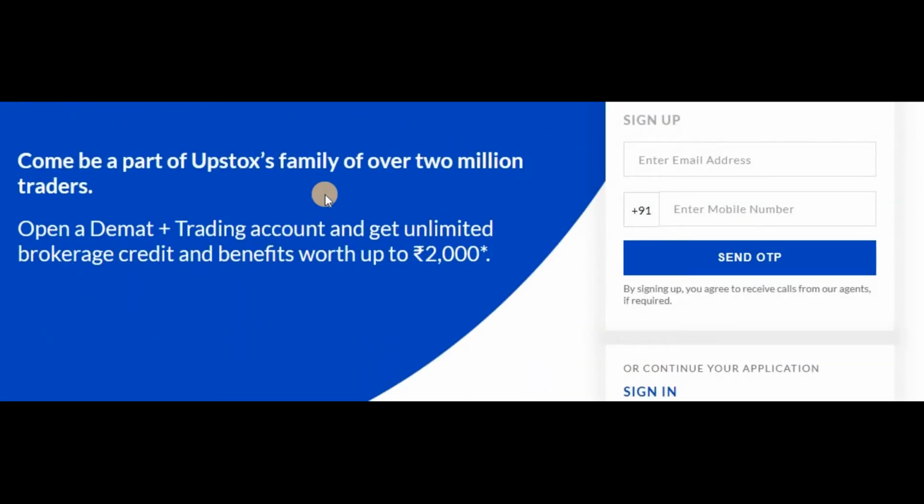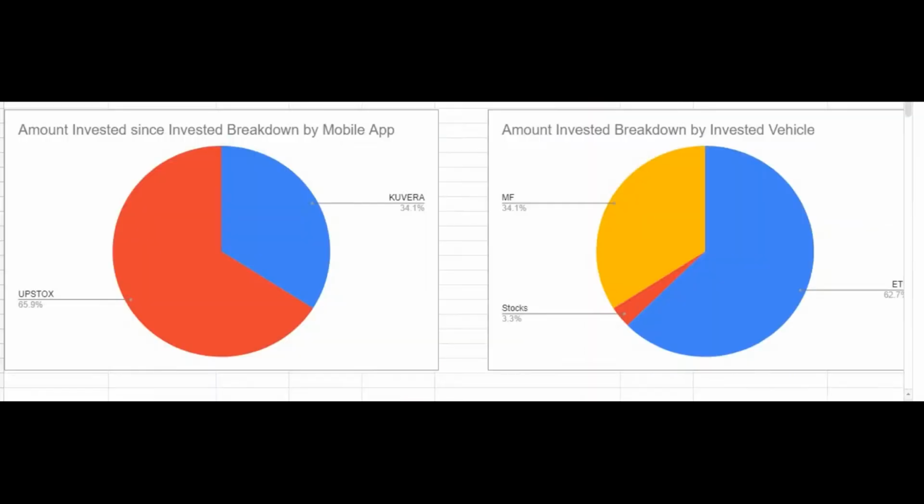So friends, I'm not going to take much of your time. So this is about Upstox and Kuvera. And now coming to today's portfolio. You all are able to see here 2 pie graphs. I'm going to read about this pie graph. Amount invested breakdown by mobile app. Here my mobile apps are Kuvera and Upstox.